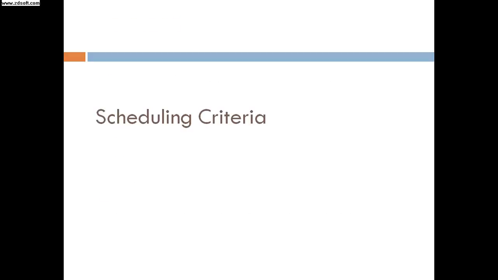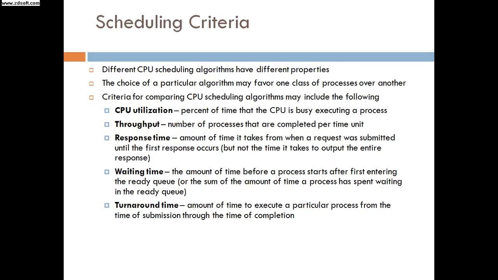Next is the scheduling criteria. Why do we need these scheduling criteria? Because to compare different CPU scheduling algorithms, we require some parameters. So these are the parameters. CPU utilization: at any point of time, we have to keep the CPU maximally utilized.